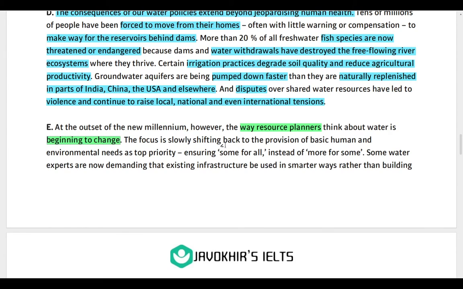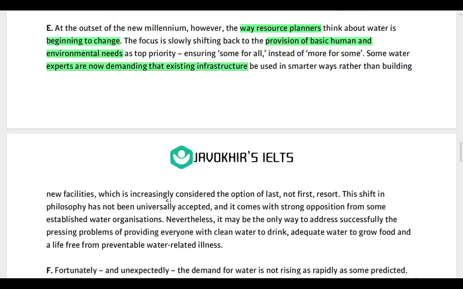The focus is slowly shifting back to the provision of basic human and environmental needs as top priority, ensuring some for all instead of more for some. Some water experts are now demanding that existing infrastructure be used in smarter ways rather than building new facilities, which is increasingly considered the option of last resort, not first resort.